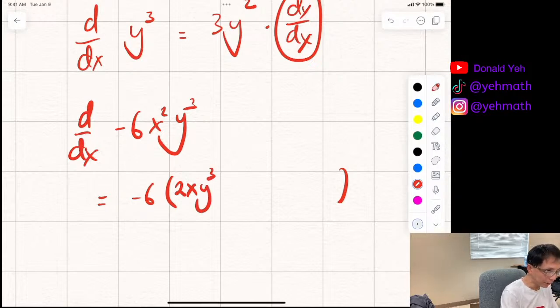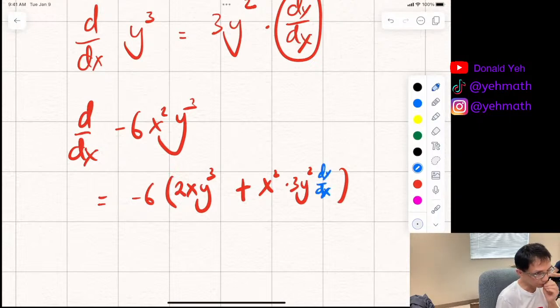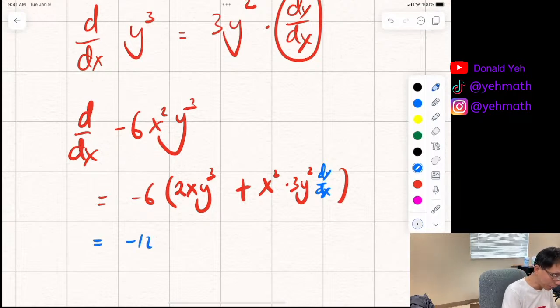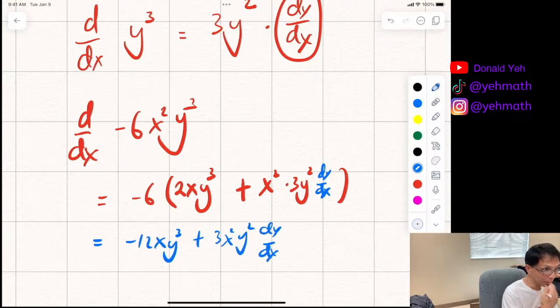But there's a product rule involved, so it'll be plus. Now I'm going to leave the first one alone, so it'll be x squared, and take the derivative of y cubed, 3y squared. And then don't forget about this, this is a dy dx. And then after that, I'll distribute to negative 12x y to the cube plus 3x squared y squared dy dx. And that's how I approach this.